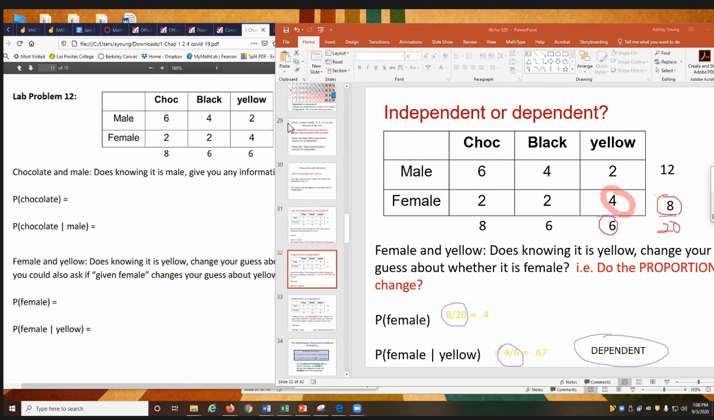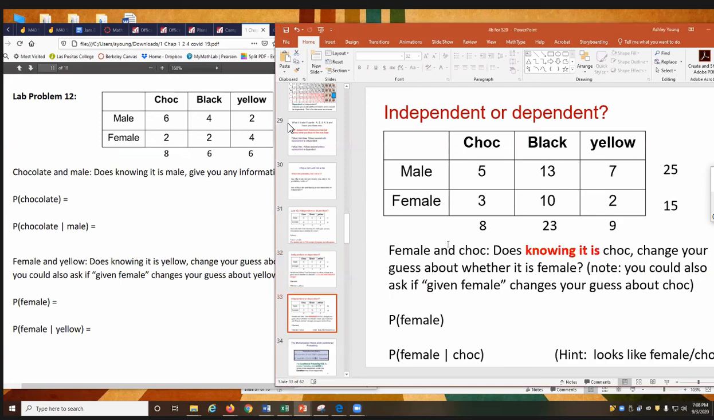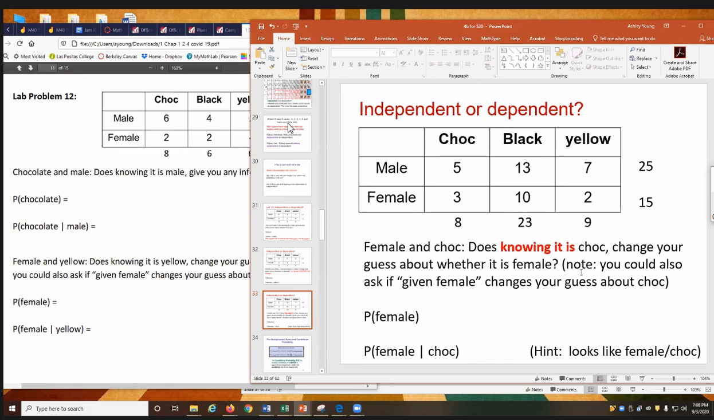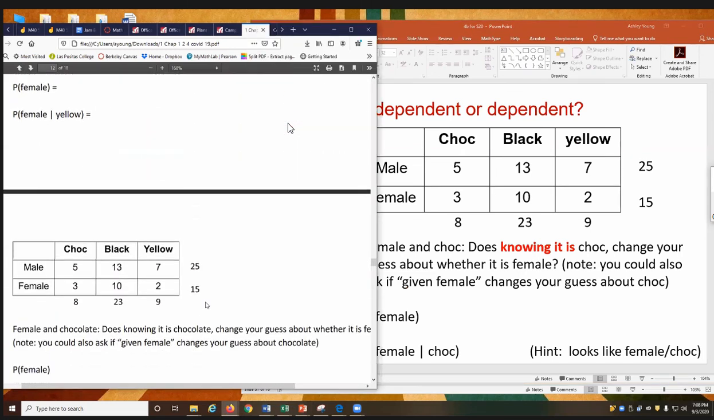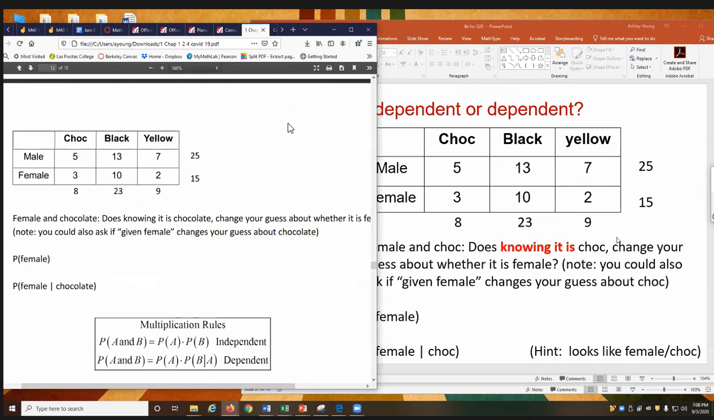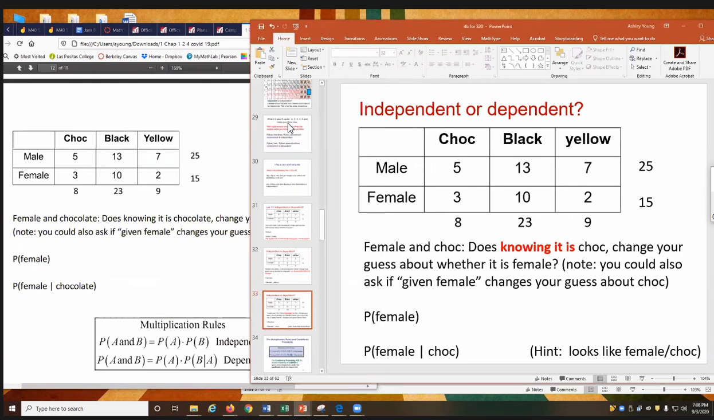Okay, now let's look at another one. Find the probability of female. This is a different one. This is your next page, the very next page. We're over here. So find the probability of female. Find the probability of female given chocolate.